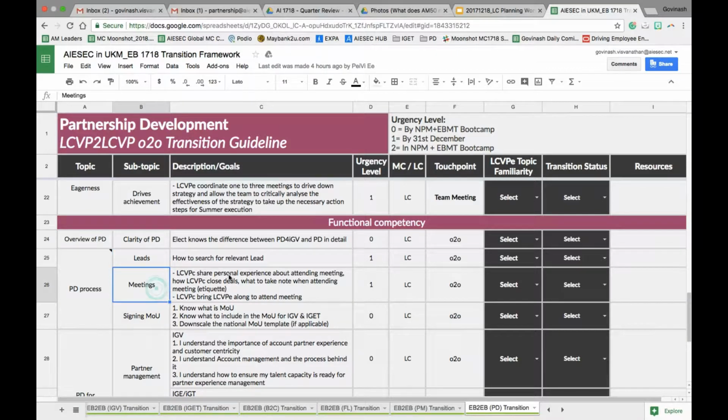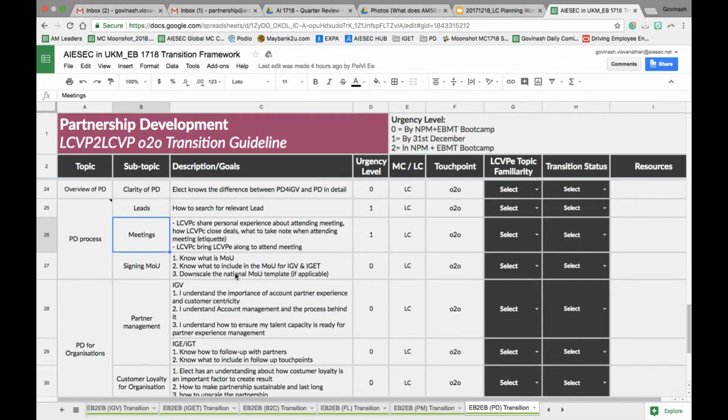And then meetings. So as the current LCVP, you should at least share with your successor how it is like attending meetings, how it is like closing deals, how companies are like, and also it would be ideal if you could bring your current or your elected LCVP along with you to attend meetings, so that they have a feel of what it's like going for a sales meeting.